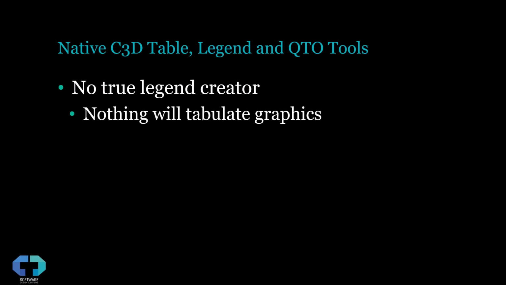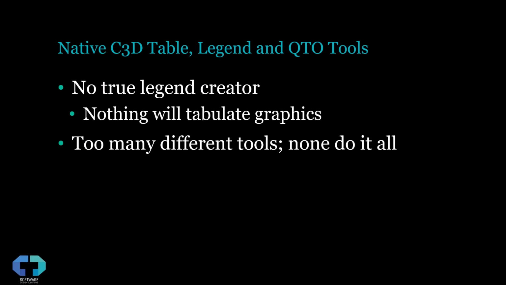We're not just trying to speed up legend creation. Of those native tools in Civil 3D, to me, there's just too many different tools. None of them really quite do it all, right? There's one for this type of table, that type of table, quantity takeoff here, and it's all these different things. And we're trying to build a tool that will do basically any kind of data extraction you might want to do across AutoCAD and Civil 3D objects and tabulate that or put it in a legend or do a quantity takeoff. We want it all in one place.